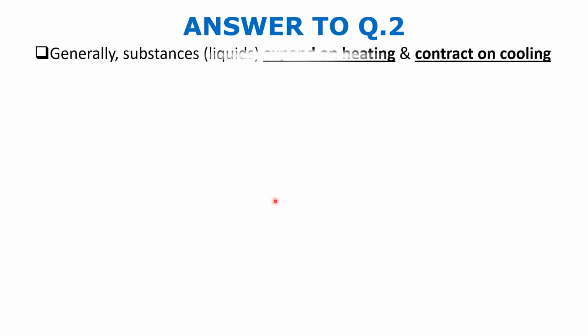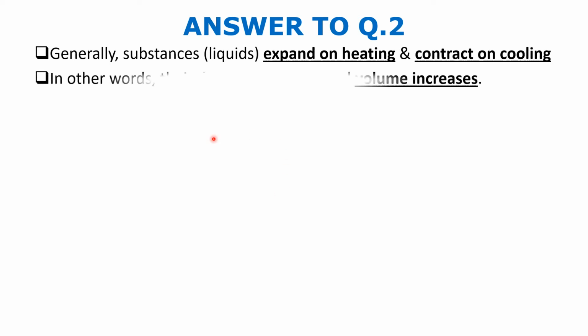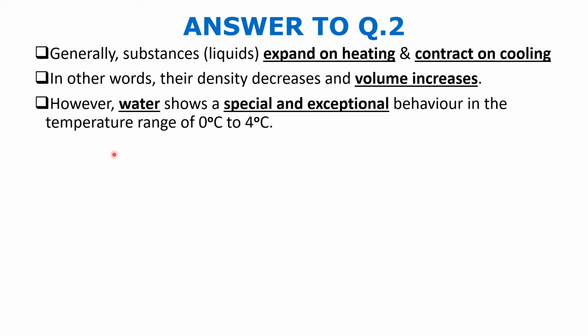So you'll have to write it this way. You'll have to say generally substances, or whatever, solids, liquids or gases. Now here water is a liquid, so I'm writing in bracket liquids. Generally substances including liquids, they expand on heating and contract on cooling. Next, in other words, their density decreases and volume will increase. So whenever a substance expands, remember the density decreases, volume increases.